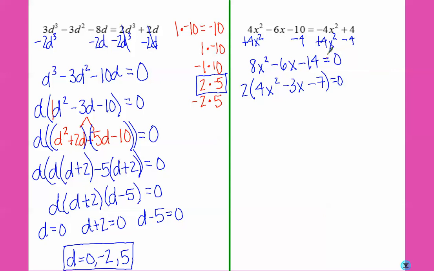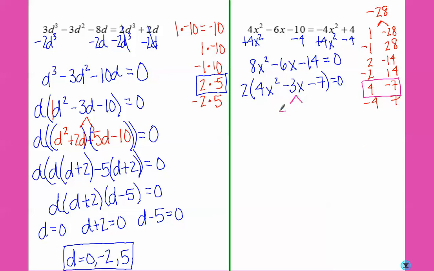Multiply our a and our c, we get -28. So we could have 1 and -28. We could have -1 and +28. We could have 2 and -14, -2, +14. We could have 4 and -7. We could have -4 and +7. Which one of those pairs adds up to -3, our b term? That would be 4 and -7.